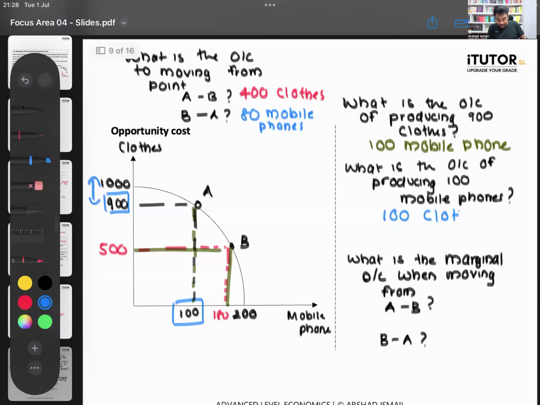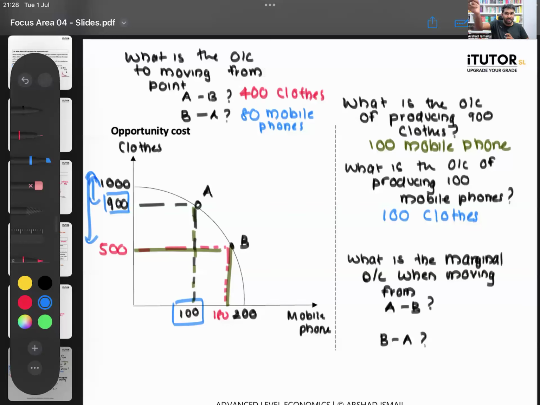Now, what if I ask you, what is the opportunity cost of producing 180 mobile phones? When you're producing 180 mobile phones, how much of clothes can't you produce? This entire thing you can't produce. Then it would be 500 clothes. So for those who are learning this for the first time, it takes some time to go through that level. That's another way they can ask you the question.